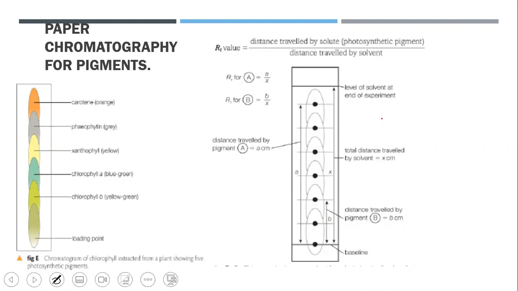In the numerator, you're going to write down the distance traveled by the solute. That is going to be your pigment. You can divide the two of them to calculate what your retention factor is going to be. That will help you identify what the pigment can possibly be.